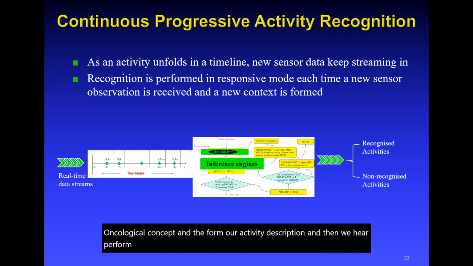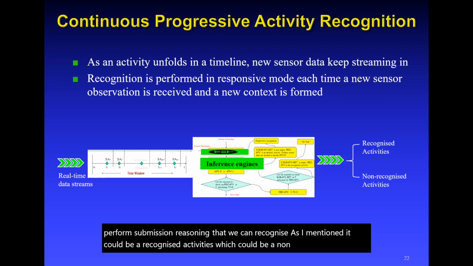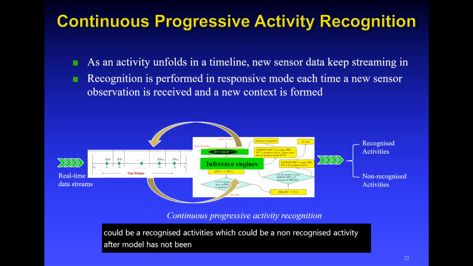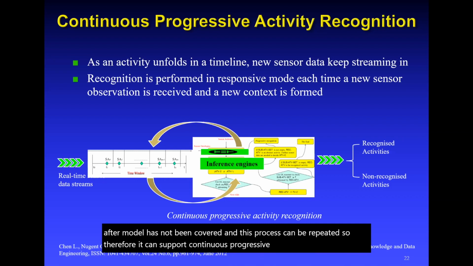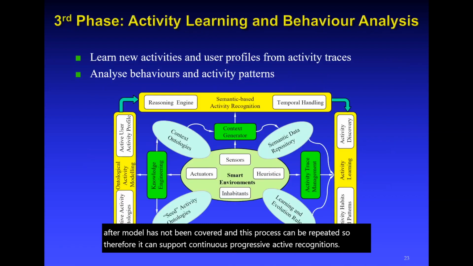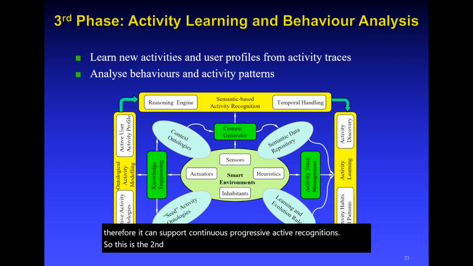Then we can recognize, as I mentioned, it could be a recognized activity, or it could be a non-recognized activity if the model has not covered it. And this process can be repeated. Therefore, it can support continuous progressive activity recognition. So this is the second phase. And then once we do this, it moves to the third phase.